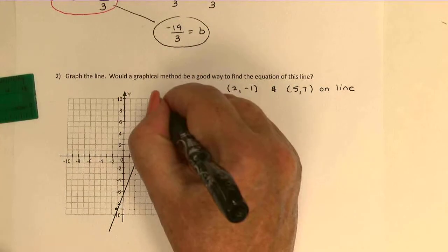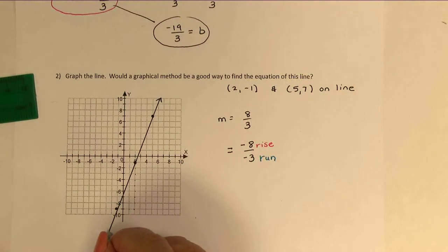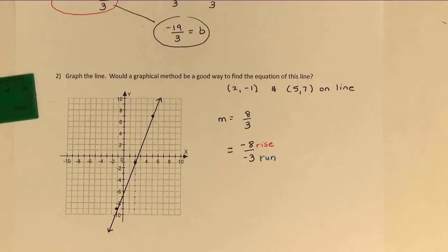There's my line. Now, I can easily draw the line because I was given 2 points. Using the slope, I can even predict where more points are going to lie.